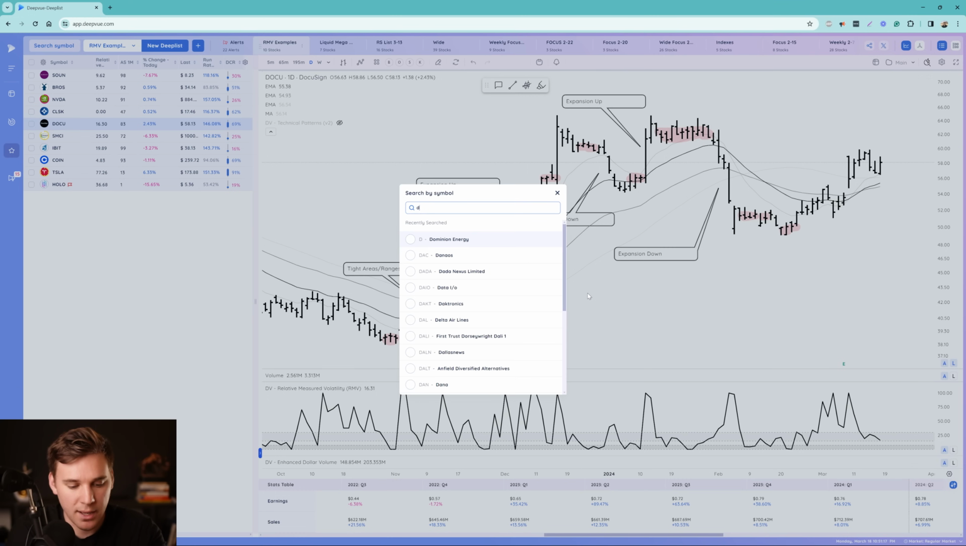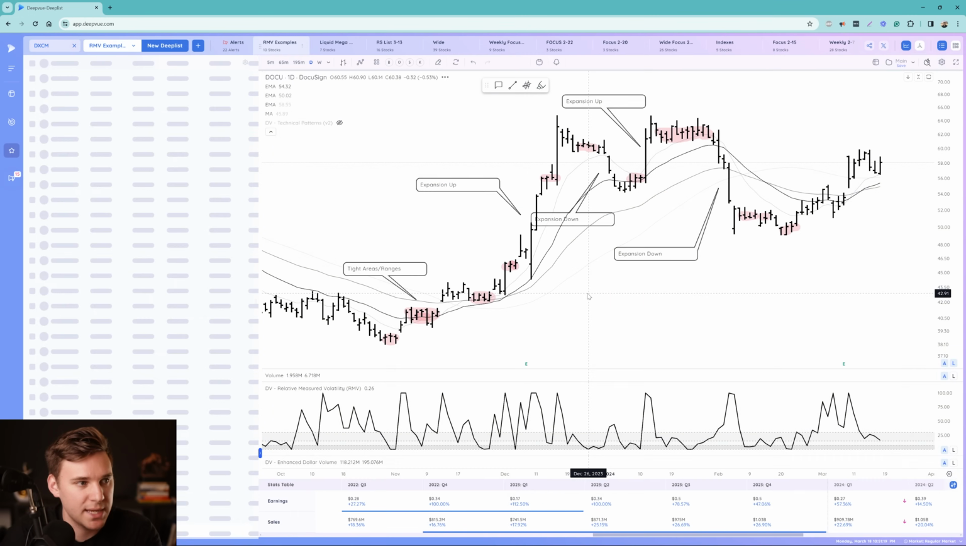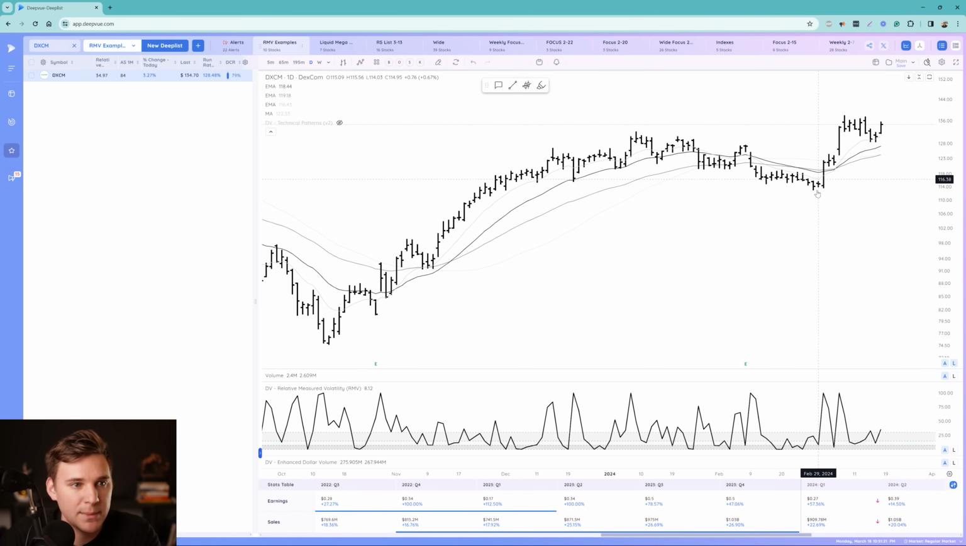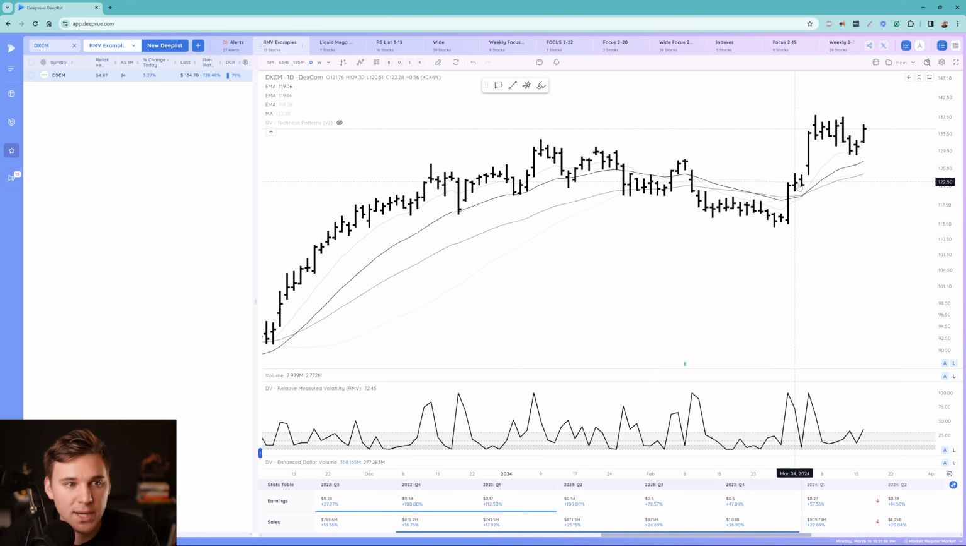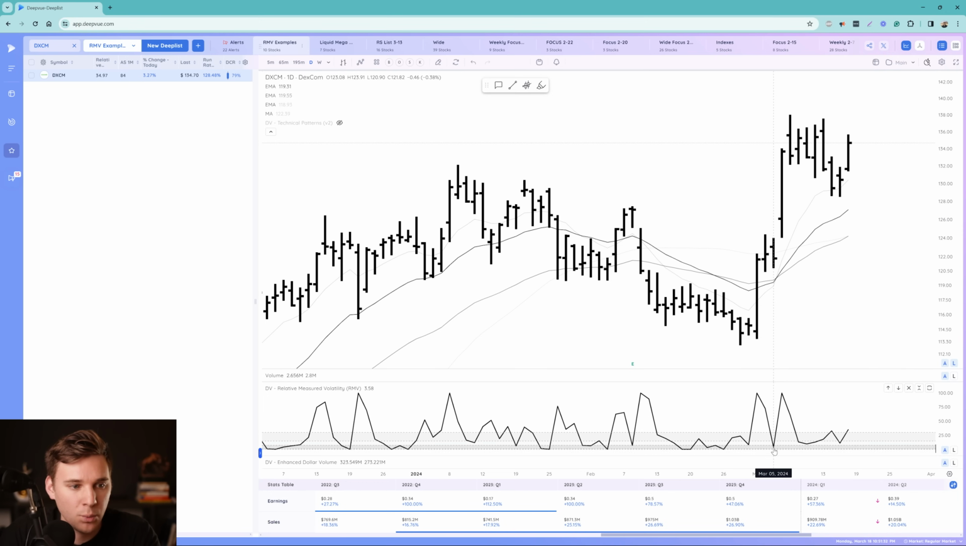For instance, I didn't plan to show this stock, but I think this is a good example. Dexcom is a recent name that pushed up really nicely. And you can see this subtle tight area here that the top traders will pick up on, but most traders will kind of miss these 2 tight days. And RMV was a doozy right here. We drop all the way down to 3.58, very, very low.